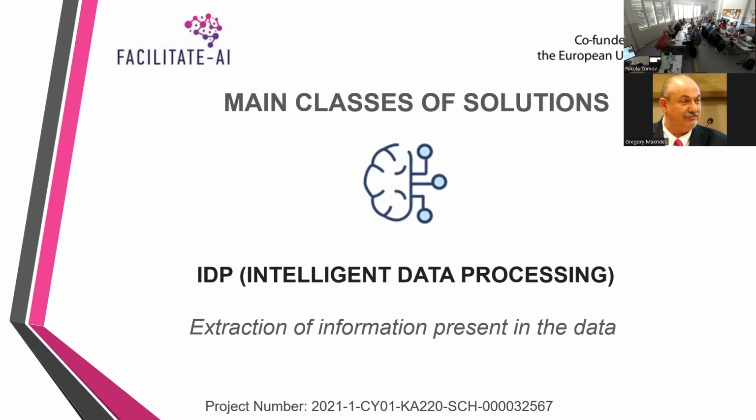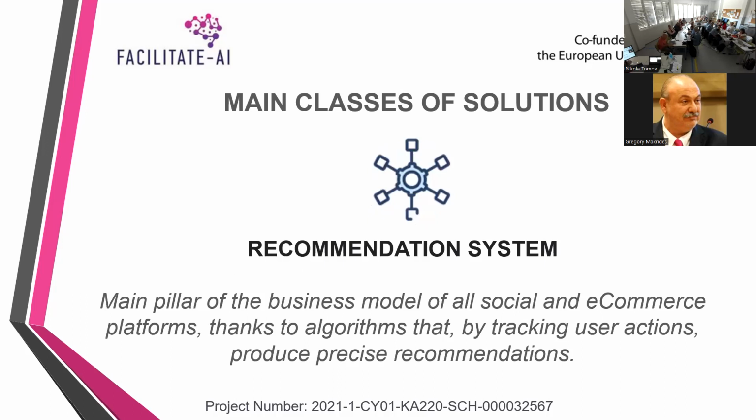IDP, intelligent data processing, means that the computer can do extraction of information present in big data, in large quantities of data. We can also have a recommendation system, and we saw that this is the main pillar of the business model of all social and e-commerce platforms. This recommendation system analyzes what the user does when they go around the website, and then can propose a recommendation for the user. Of course, these recommendations are different from user to user, just using the surfing on the website made by the user itself.